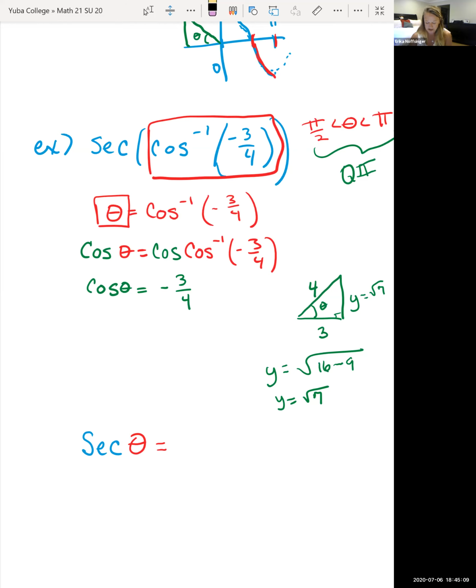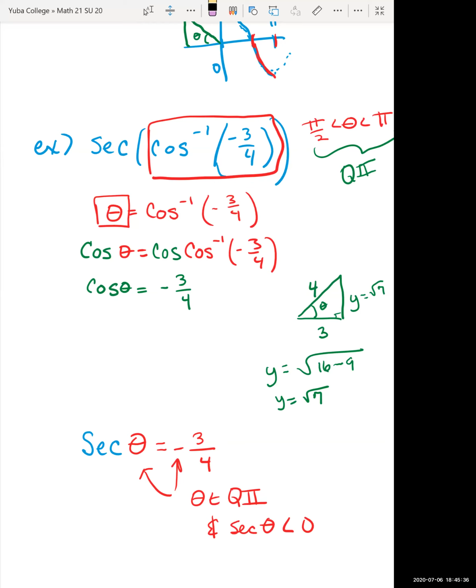So it's 1 over cosine. And so the reciprocal, that would be the adjacent, which is 3, all over the hypotenuse, which is 4. But we're in quadrant 2, and secant theta is less than 0 here. So we need that minus. Professor, wouldn't it be 4 over 3? Oops, sorry, you're right. The reciprocal, hypotenuse over adjacent, 4/3.